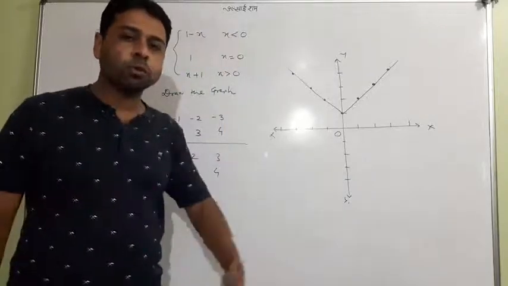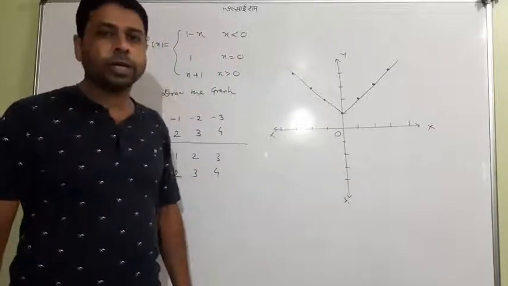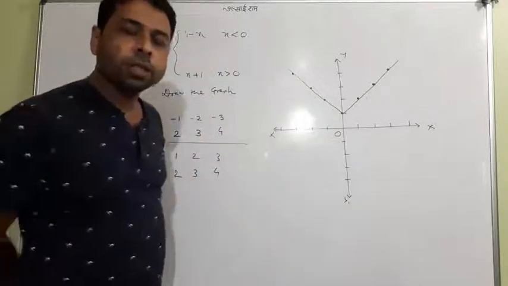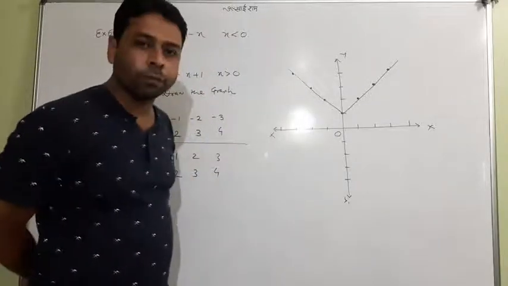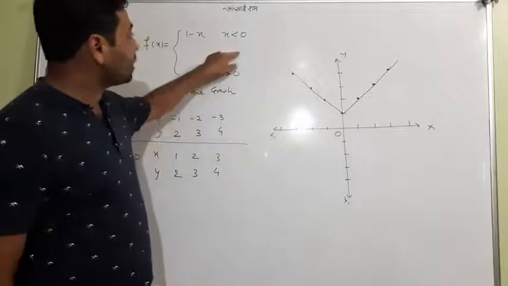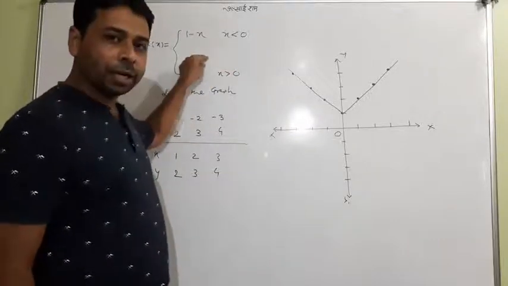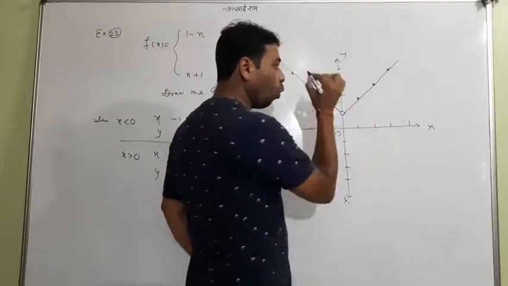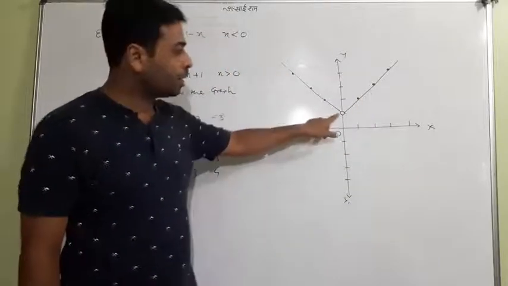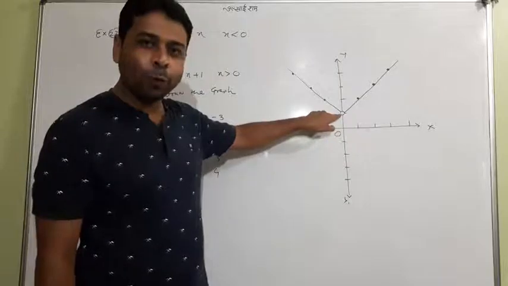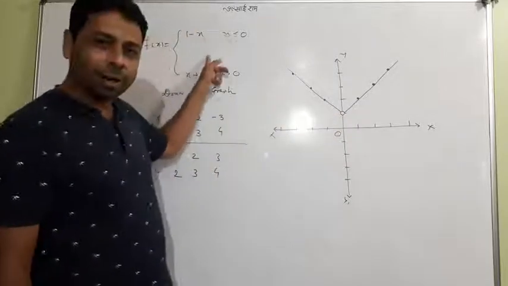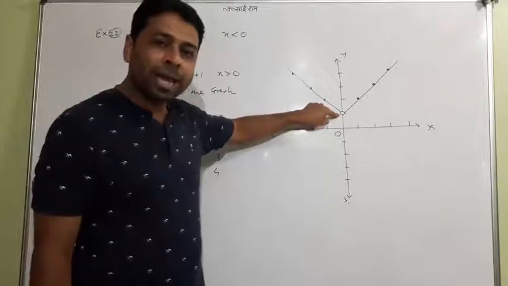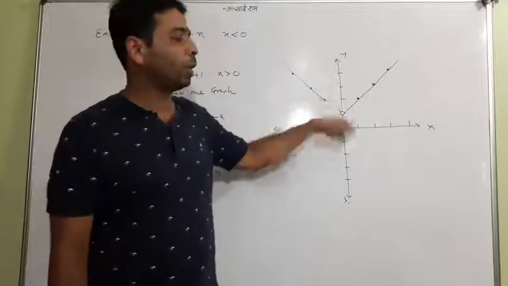One thing I would like to tell you: suppose x equal to 0 is not given, then how will the function be? Particularly, x equal to 0, y equal to 1 is missing. So at that time you just make an open bubble here, because x equal to 0 and y equal to 1 is missing in the graph and cannot be taken. So an open bubble shows that it is excluded from the graph.